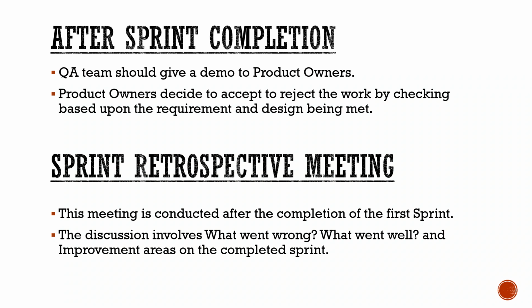And improvement areas on the completed sprint: since we lagged, we could not complete certain tasks, or they were carried over to the sprint backlog or product backlog. We need to analyze why it went that way, how much time is needed, and how many sprints are needed. So those things will be discussed in the sprint retrospective.